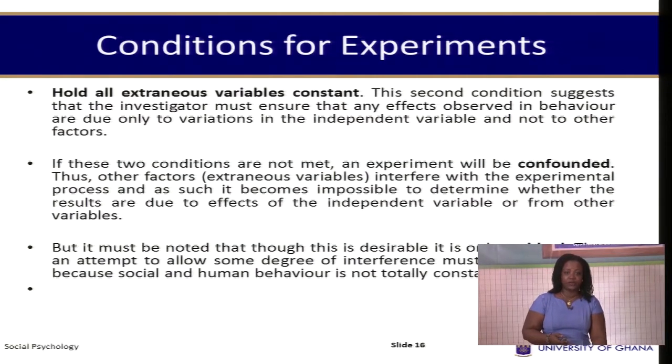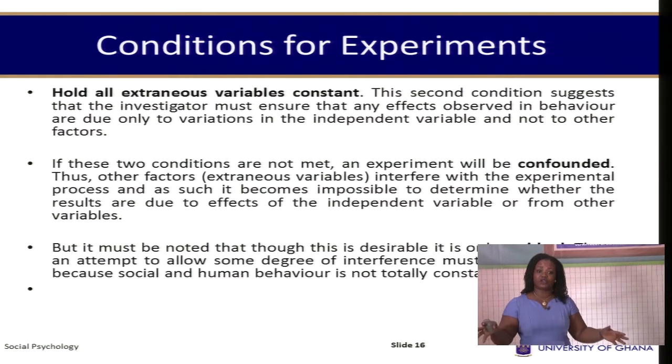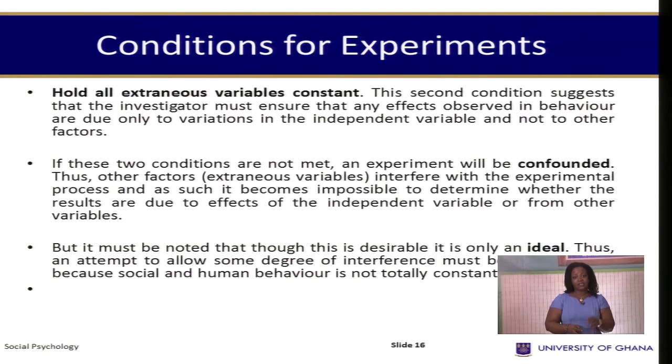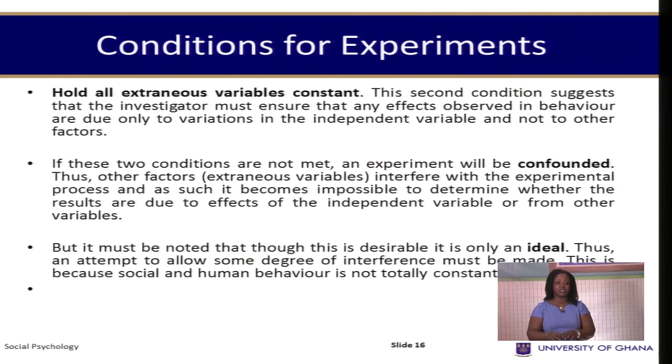The second condition, if your experiment is going to be successful, is to hold all extraneous variables constant. What do we mean by this? Simply what this means is that after you have randomly selected your participants, be sure that whatever behavior you are observing is as a result of what you are manipulating and not some extraneous variable interfering with the experiment. What does all of this mean?